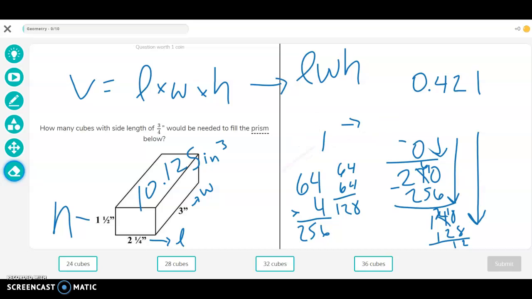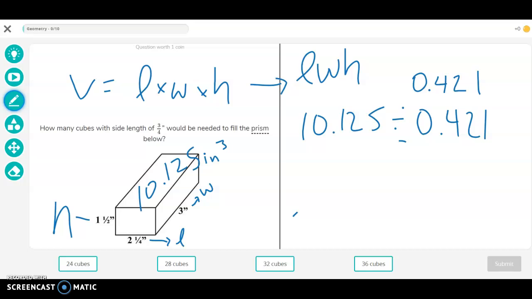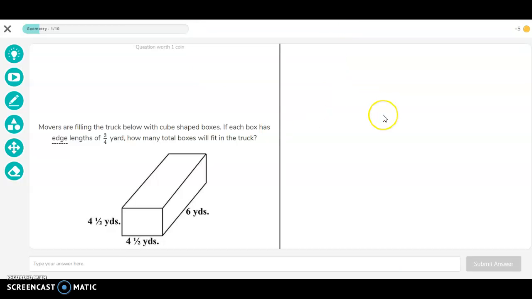You're going to take 10.125 and divide that by 0.421, and that will tell you your total amount of cubes that would fill this prism. Okay, that answer was 24.